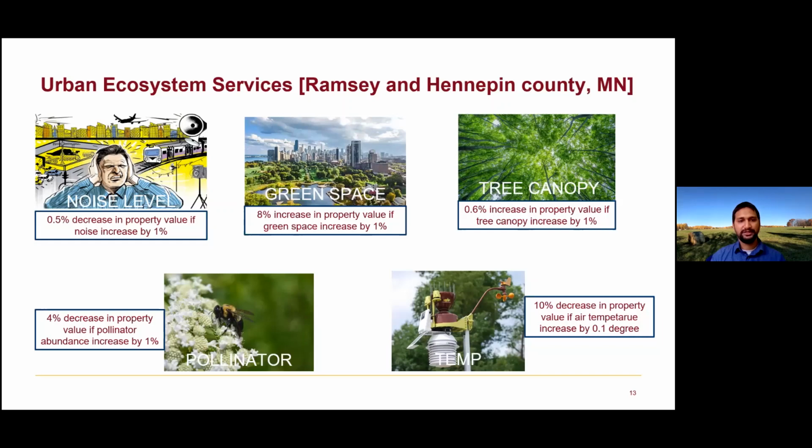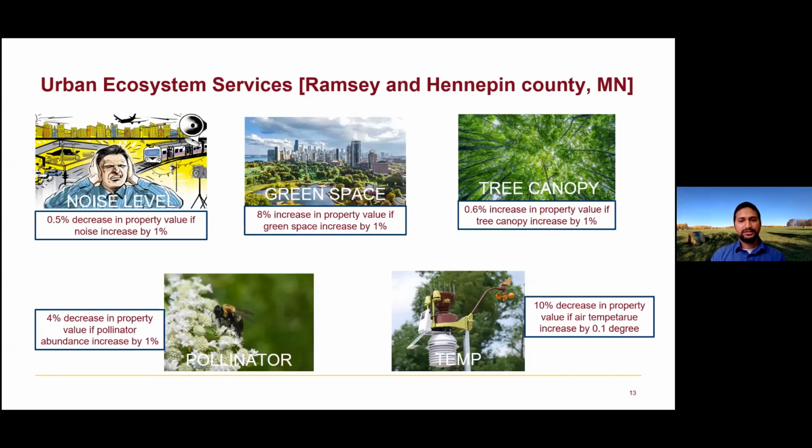So, a very preliminary result we have: if there is an increase of noise level by 1%, there is a 0.5% decrease in property value. For green space, if the neighborhood has a 1% increase in green space, there is an 8% increase in property value. For tree canopy within the property parcel, a 1% increase gives a 6% increase in property value. For pollinator abundance, for a 1% increase, there is a typo here, we get a 4% increase. And for a 0.1 degree increase in temperature, we get a 10% decrease in property value.